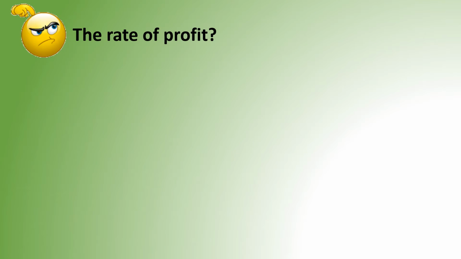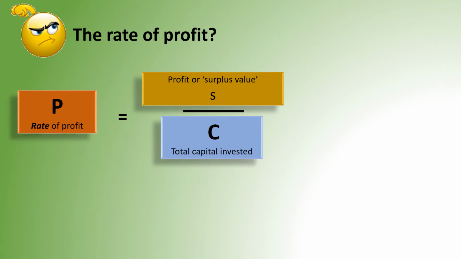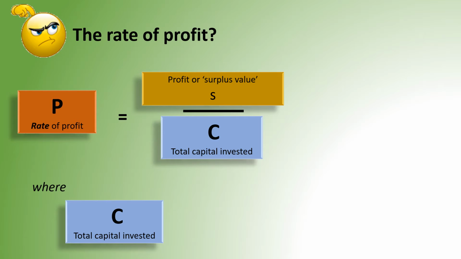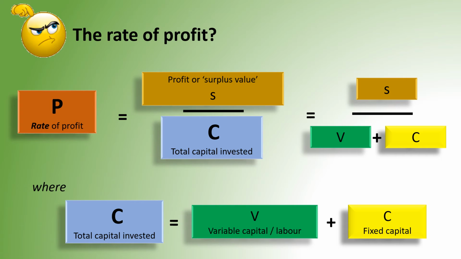The calculation of the rate of profit and its importance for the rest of the story make it easier to understand if we resort to a little algebra. Otherwise known as the return on investment, the rate of profit, P, compares the amount of profit or surplus value, S, to C, the total amount invested, where C is the total amount invested in variable capital or labour, that's V, plus the amount invested in fixed capital or C. So P equals S over C, or S over V plus C.